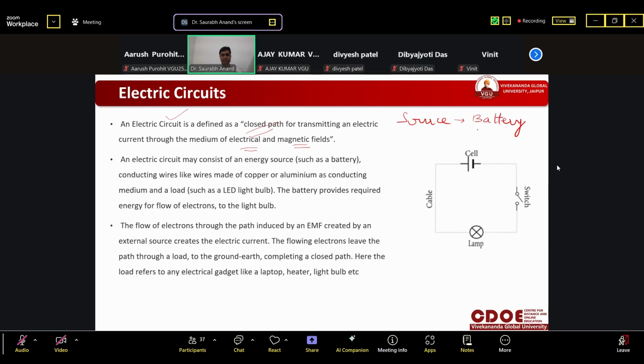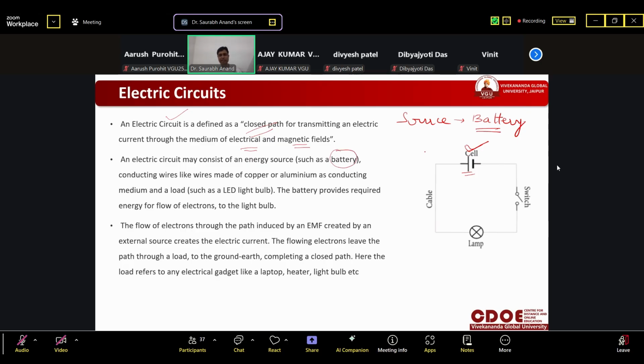So a battery is used as a source. A battery or cell, anything can be used here. What is the difference between a cell and a battery? The series connection of more than one cell is known as a battery. A single cell is a cell only, but if we add more cells in series, it becomes a battery. Clear? So the first important component is the battery.